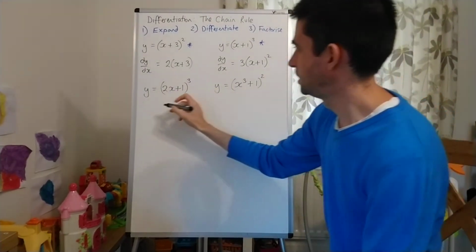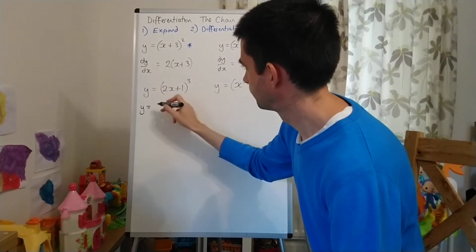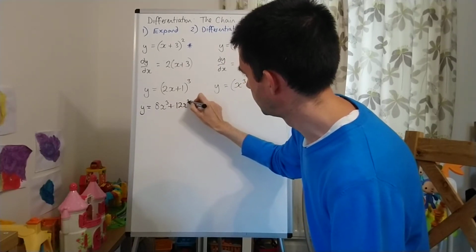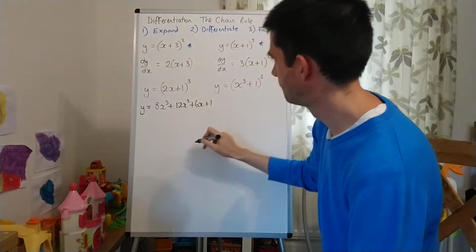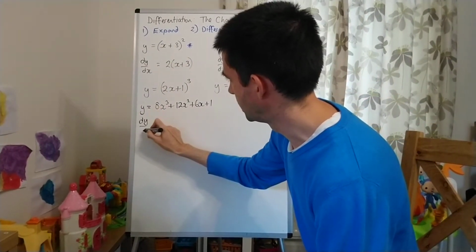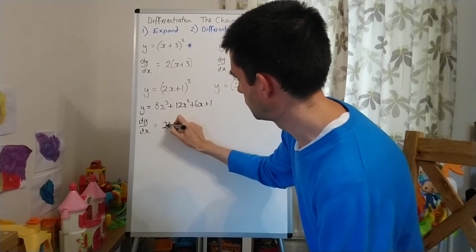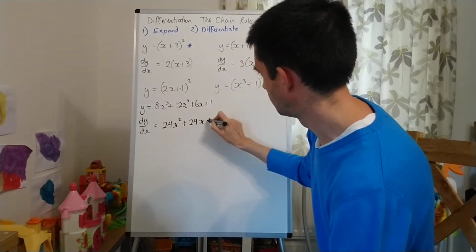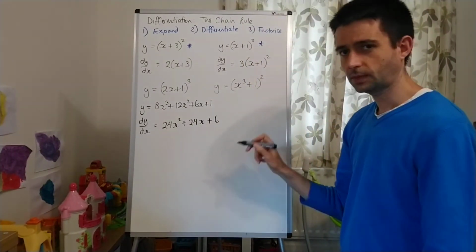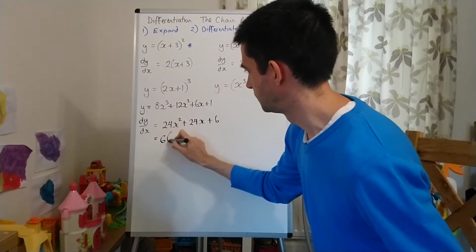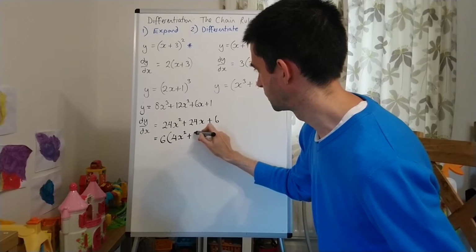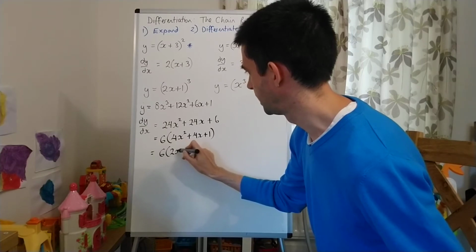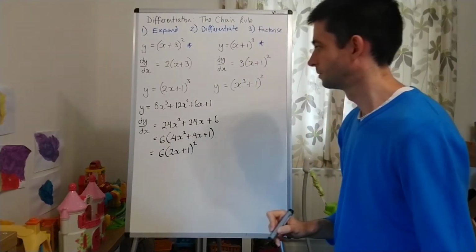Okay, so expanding this one out, we should have got y equals 8x cubed plus 12x squared plus 6x plus 1, which when we differentiate to find dy by dx, you get 24x squared plus 24x plus 6. Now, thinking about factorising that, you would have 6 lots of (4x squared plus 4x plus 1), which is 6 lots of (2x plus 1) all squared.